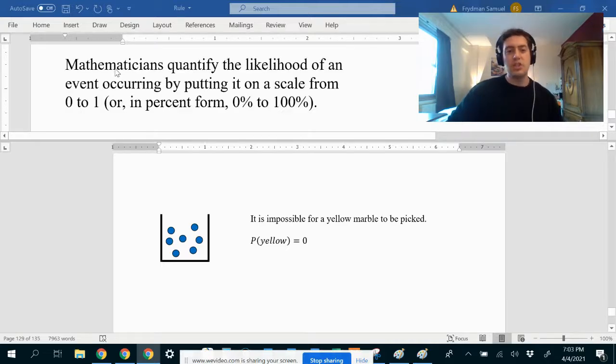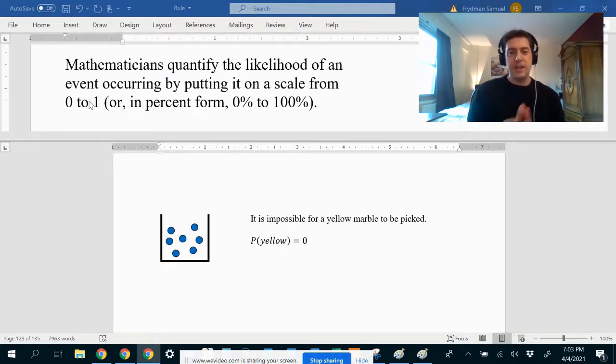Now, mathematicians quantify the likelihood of an event occurring by putting it on a scale from 0 to 1. So that would be in decimal form. And usually when we talk about probabilities, we do keep things in decimal form, but you could also do it in percent form. So in percent form, that would be on a scale from 0% to 100%.